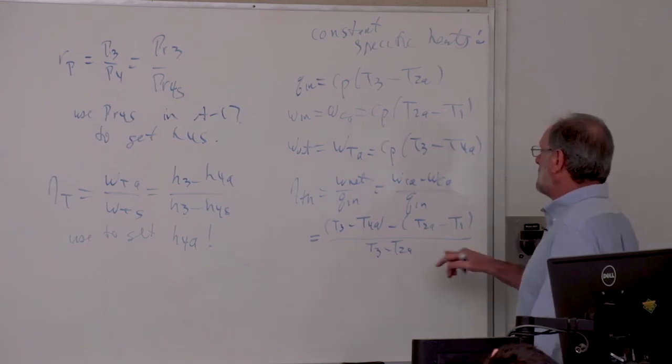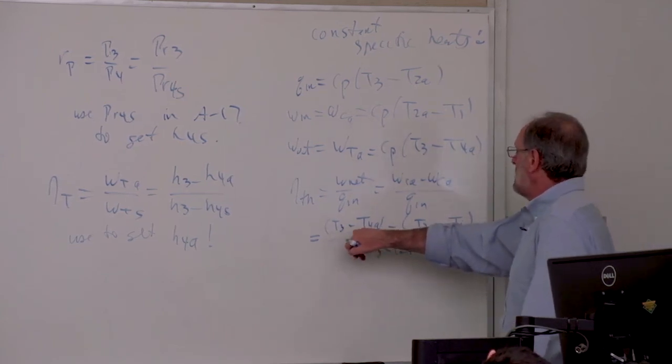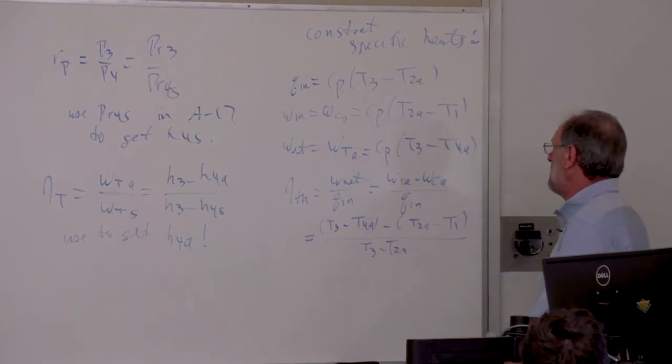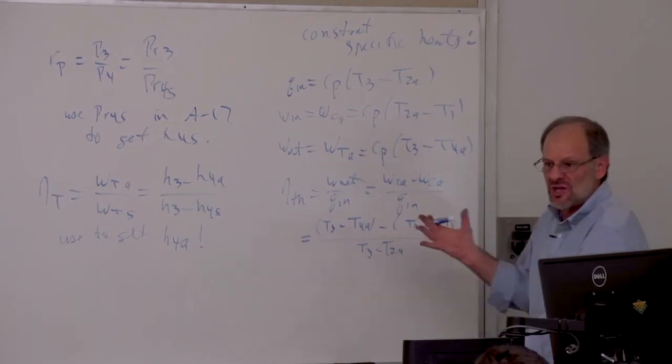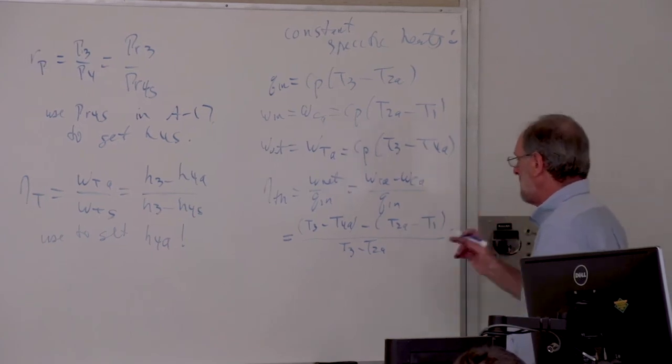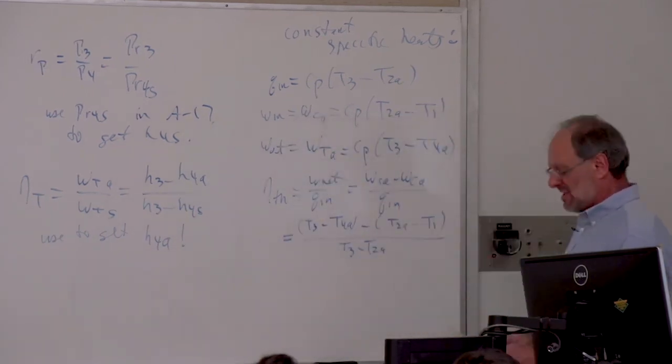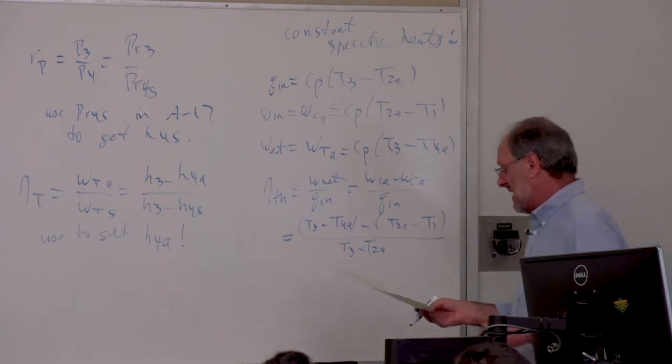Now again, if you want to, you can see there's a T3 minus T2A term in the numerator as well as the denominator. So if you wanted to, you could manipulate this a little bit, but frankly, generally we're not going to. So why don't I just leave it in this particular form.